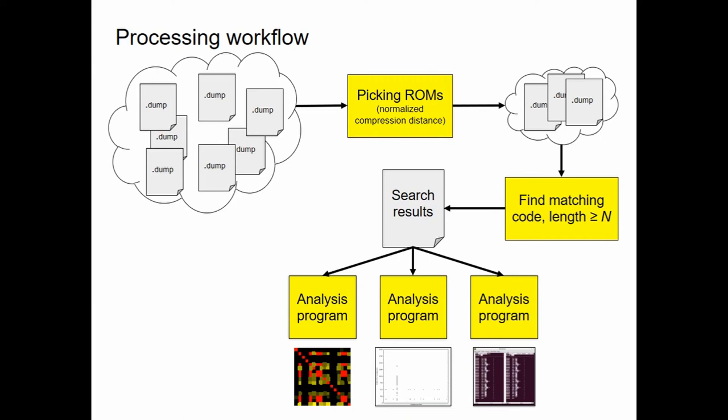So now with all these dump files, what I do is I winnow them down into a representative set. The corpuses you find of these games will have things like, I don't know, 8 prototypes of a My Littlest Pony game. And it's not going to give you that much more information than simply looking at one of them. So I narrowed these down to a smaller set of dump files, and then I found the matching code of a certain length. I'll come back to that on the next slide. So length greater than or equal to n, take the search results, and I have a number of analysis programs so that I can look at the results.